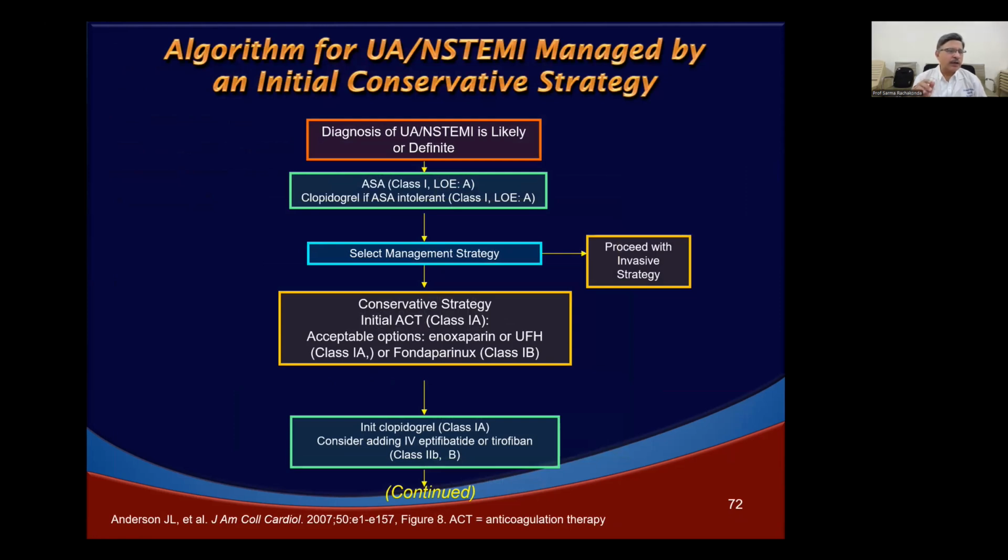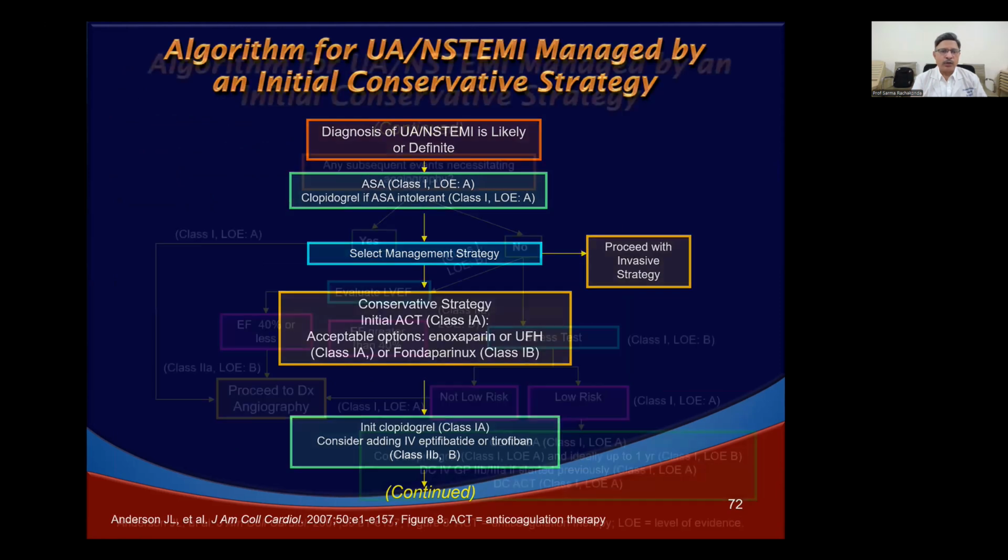If there is no angiography at that hospital, then what do you do? You will not give GP2B3A inhibitors anymore. You have to manage conservatively. What do you give? Clopidogrel, aspirin, and the management strategy is conservative strategy, with initial anticoagulation: enoxaparin, unfractionated heparin, fondaparinux. Initial clopidogrel, consider adding eptifibatide or tirofiban if you consider doing an angioplasty.